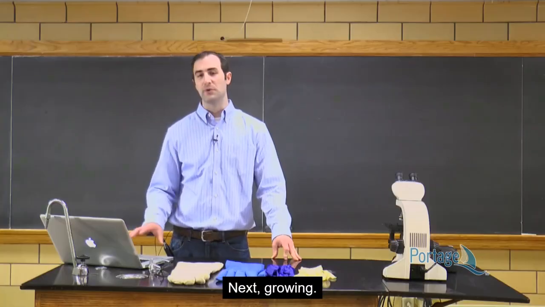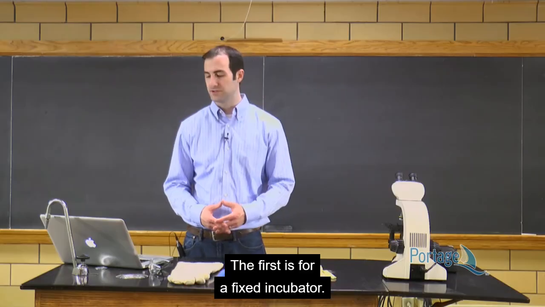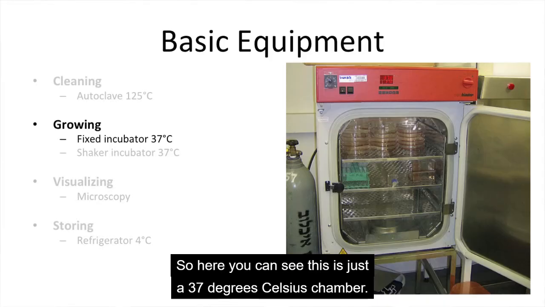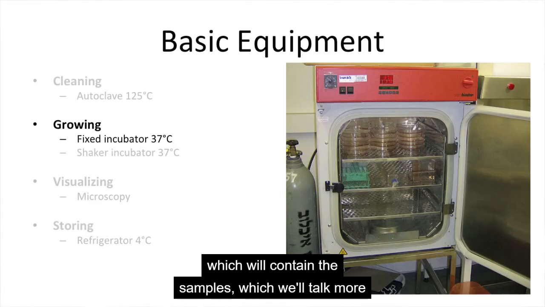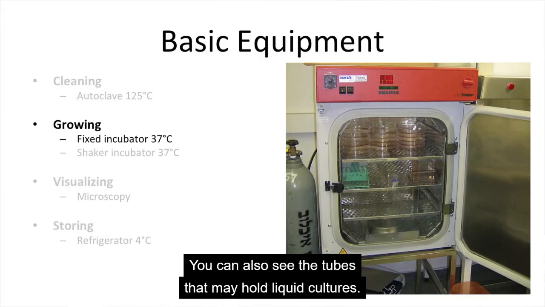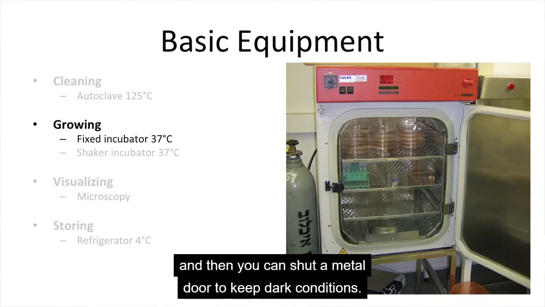Next, growing. So how do we actually grow the bacteria and pathogens we're looking at? There are two main ways. The first is a fixed incubator. So here you can see this is just a 37 degrees Celsius chamber. On the shelves you can see petri dishes, which will contain the samples, which we'll talk more about a little bit later. You can also see the tubes that may hold liquid cultures. This door is also airtight and sealed, and then you can shut a metal door to keep dark conditions.